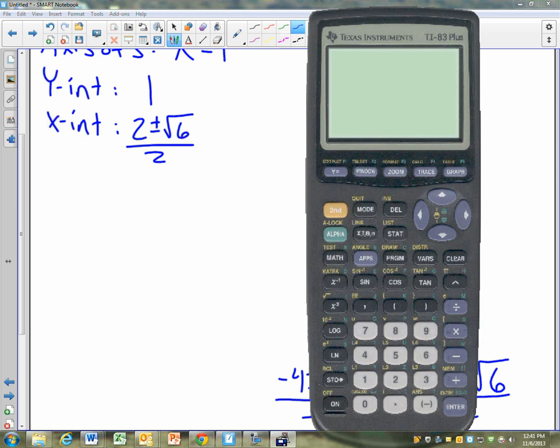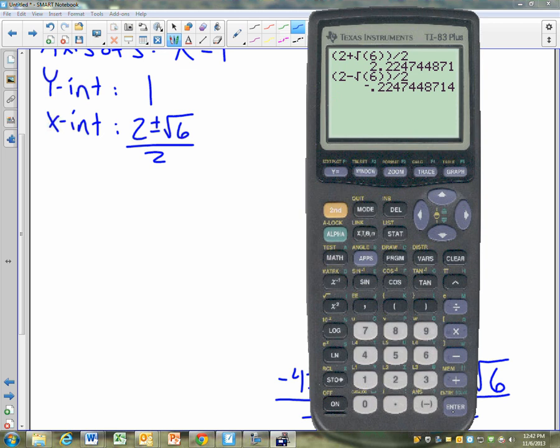And a lot of people plug it in like this: 2 plus the square root of 6, and they divide it by 2. Why is that incorrect? You only take the square root of 6 and divide it by 2. You want to do 2 plus the square root of 6, all divided by 2. So you have to insert parentheses around that part. Okay? So now that whole thing will be divided by 2. I get 2.22. Do it again. 2 minus the square root of 6 divided by 2, and you get negative 0.22.